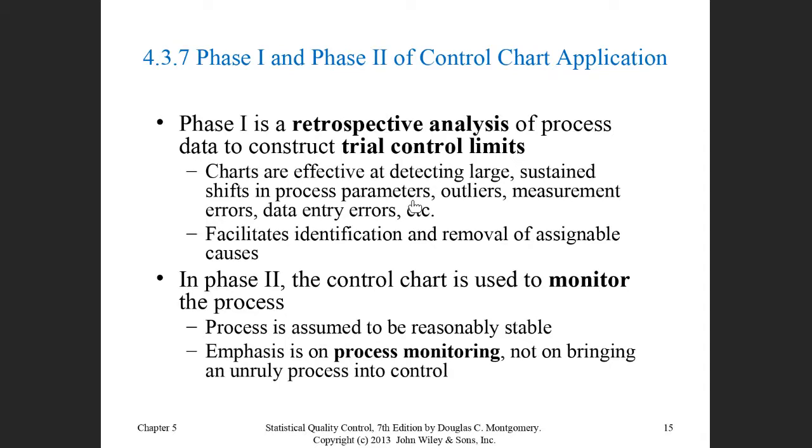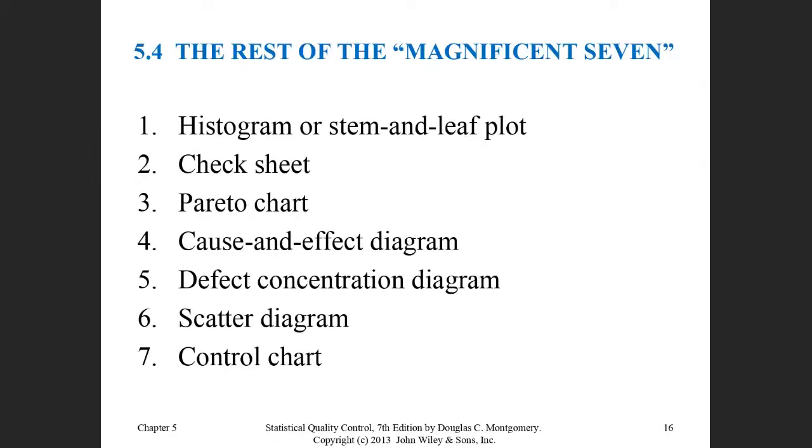But phase 2, after you do the improvement needed in the process, then phase 2 in the control chart application comes in the control phase of the DMAIC. So in that phase, you monitor your improvement and you expect the process to be more stable.